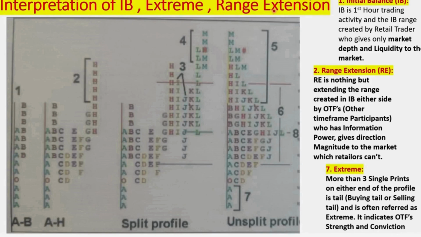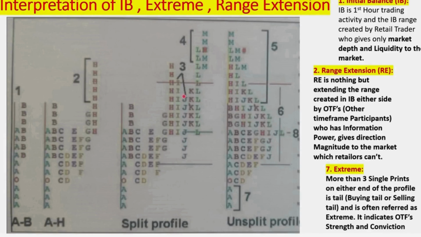The initial balance represents the first hour of trading and is typically formed by retail traders. This initial range sets the tone for the day. As the session progresses, we observe how other timeframe participants such as institutions either extend the range or bring the price back into the initial balance. For example, if after the initial balance the price breaks out to new highs, that indicates buyer strength. Conversely, if the price is pushed back into the initial range, that indicates seller strength.